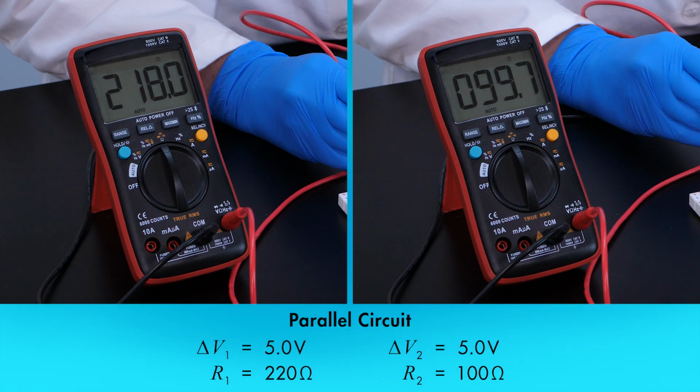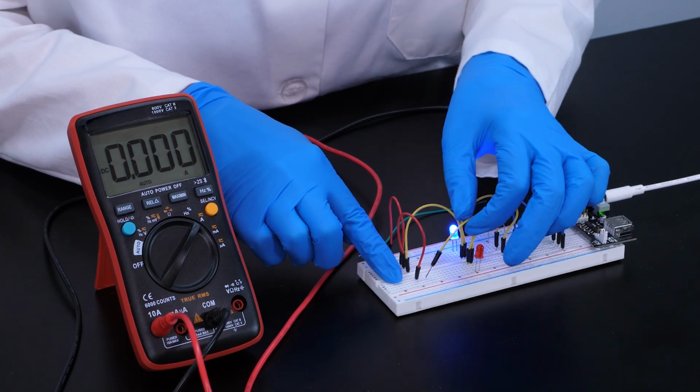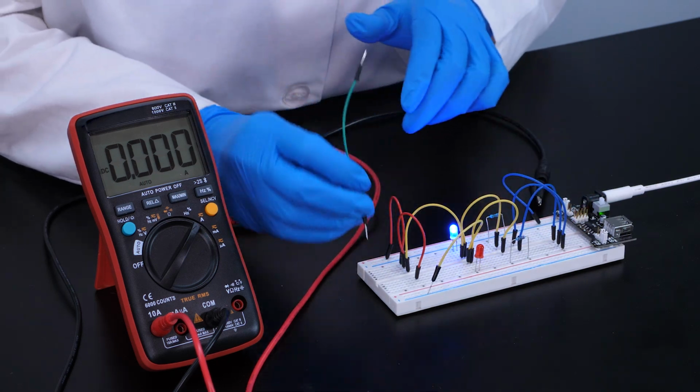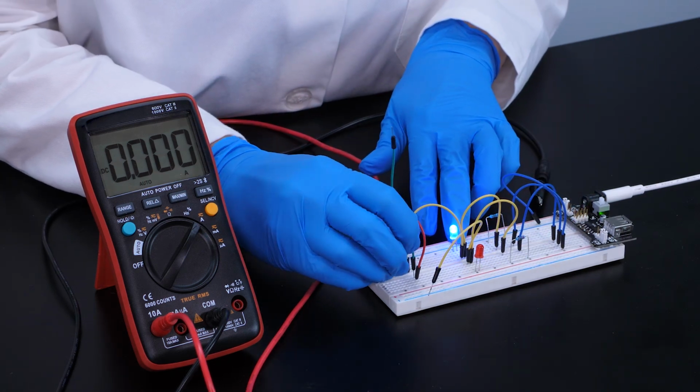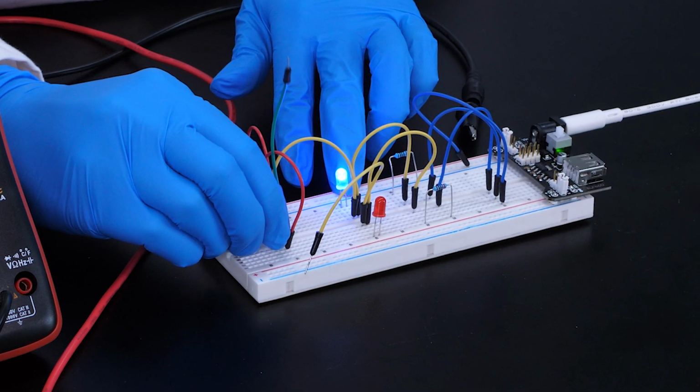Now we need to measure the current flowing through each branch of the circuit. First, we unplug the yellow jumper wire at the end of the first branch and plug in a green jumper wire where the yellow jumper wire was plugged in. Notice that the red LED turned off as soon as we interrupted that branch of the circuit.